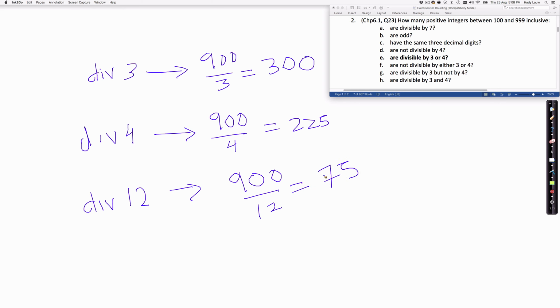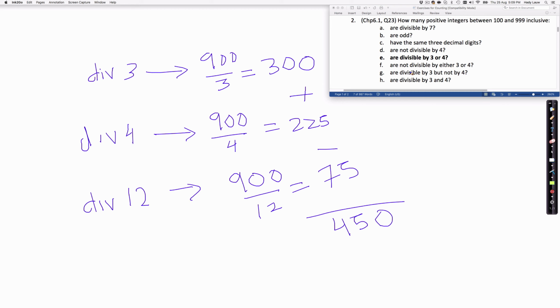So for the total that are divisible by 3 or 4, we need to take the numbers that are divisible by 3 and the numbers that are divisible by 4, add them up, and then remove the double counted ones, which are the ones divisible by 12. So we minus 75, and we end up with 450. So that is 2E.